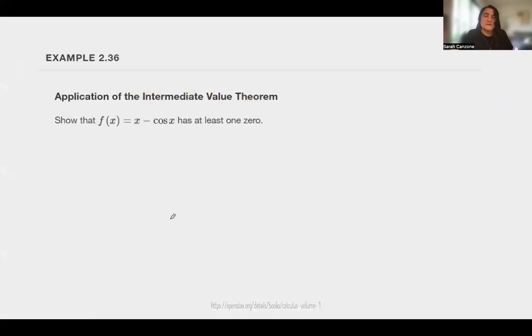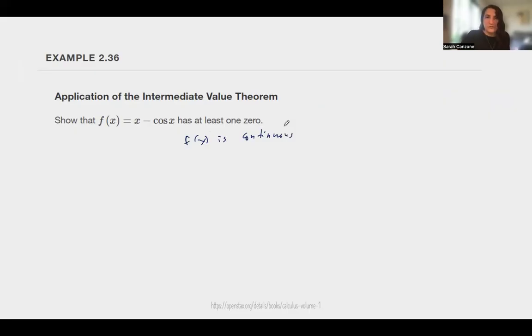Alrighty, let's do an example. So this says show that f of x equals x minus cosine of x has at least one zero. They haven't given you an interval. They have not given you a closed bounded interval. They've only given you a function. So it's kind of up to us to create a closed bounded interval, knowing that x is continuous and cosine of x is continuous. So that means that f of x is continuous.